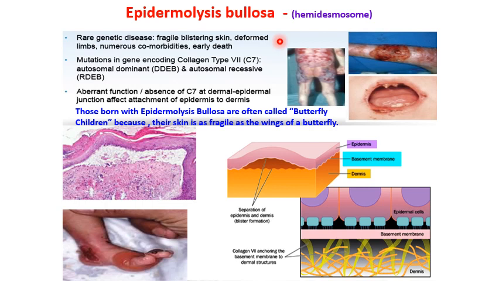that the baby has, deformed limbs, and various other comorbidities are also present wherever the epithelium gets detached. It can get detached in the lung, in the blood vessel, in the cardiovascular system, in the urogenital system, which can lead to an early death. So this can be an autosomal recessive or a dominant disease. And the babies are known as butterfly children because the skin is as fragile as the wings of a butterfly.